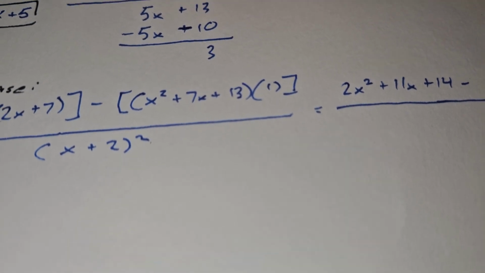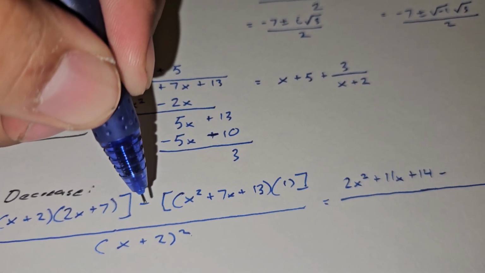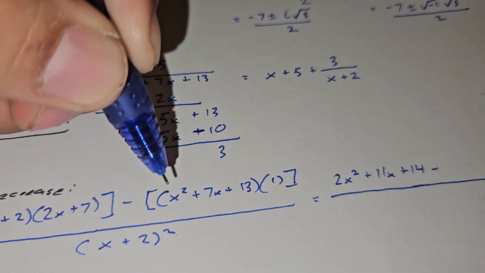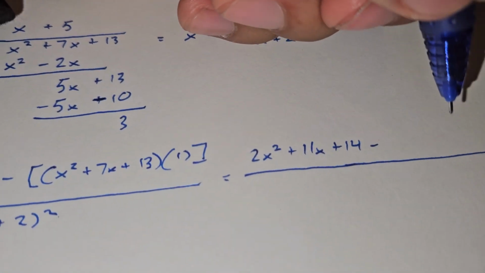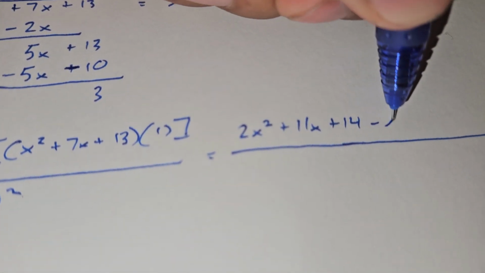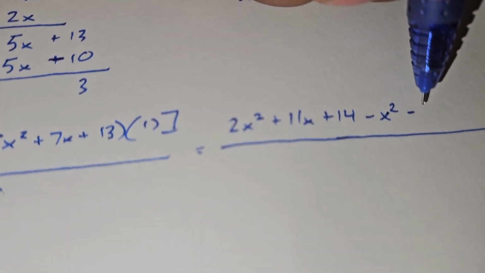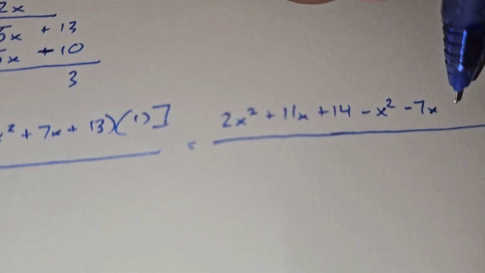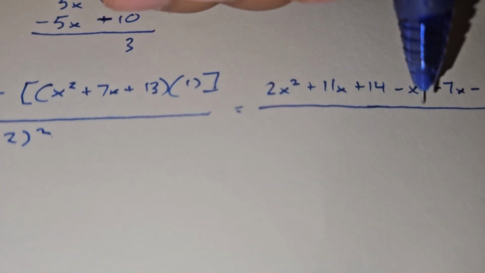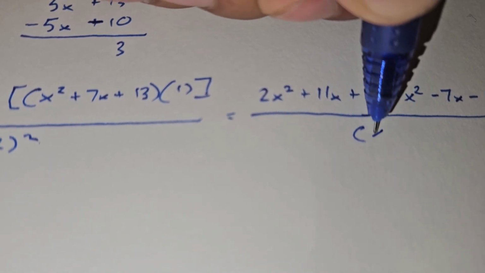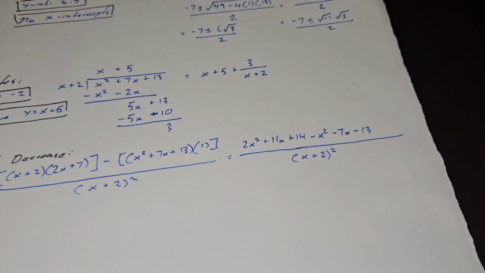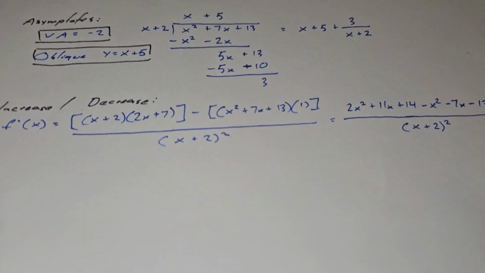Then we subtract. Remember, you have to distribute the negative sign, so you distribute it to the x squared, to the 7x, and to the 13. So this is negative x squared minus 7x minus 13, all over g of x squared, which is x plus 2 squared. Now let's do some further simplification by canceling out the like terms.